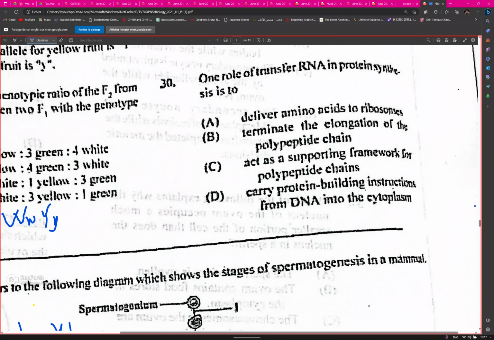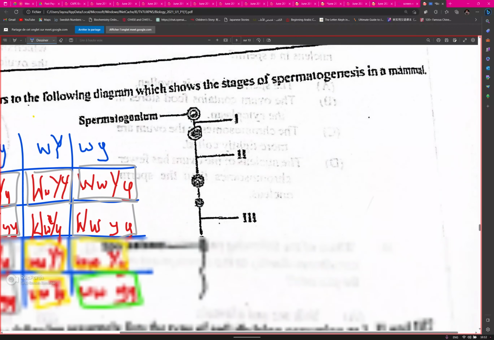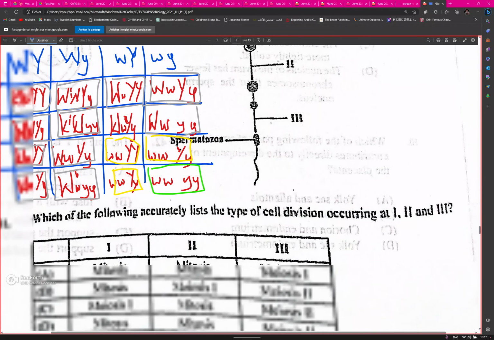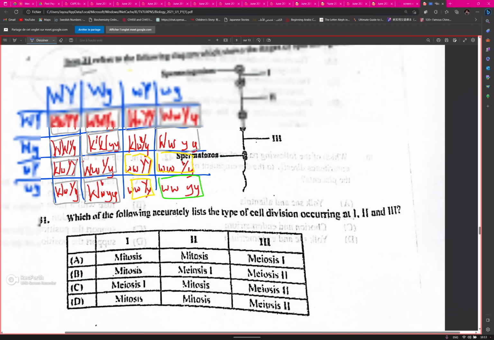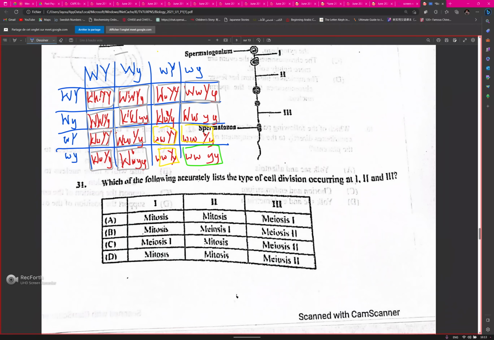One role of transfer RNA in protein synthesis is to, what is the role? A. Yes, sir. Deliver amino acids. Beautiful. I marked up this diagram, but let's see what's happening. Alright. So, which of the following accurately lists the types of cell division 1, 2, and 3?